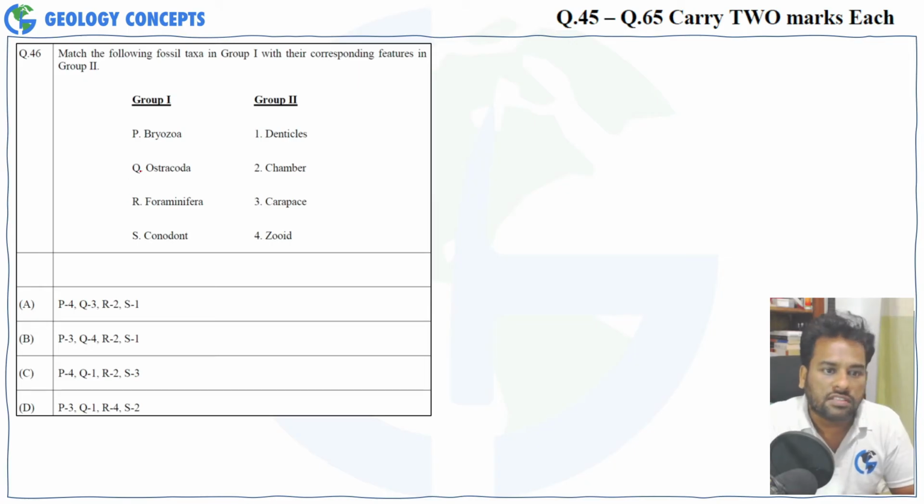Match the following taxa. The bryozoa is zooid. Foraminifera is chambers. Ostracoda is carapace, and conodont is denticle. So A will be the correct option.